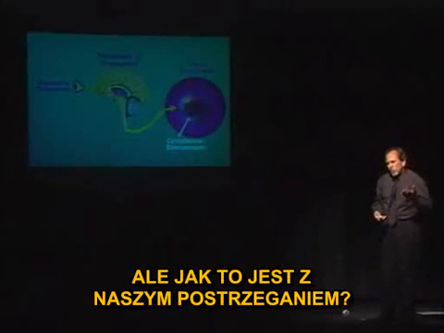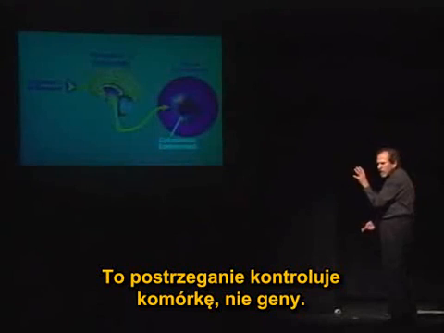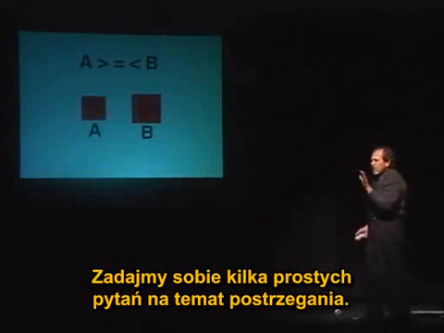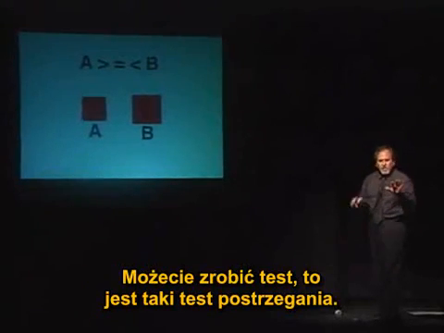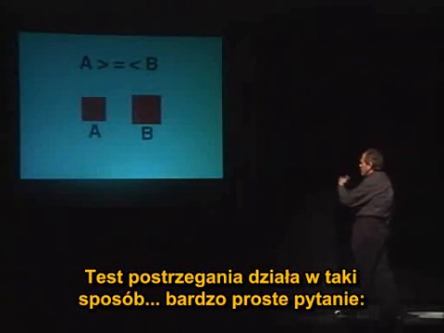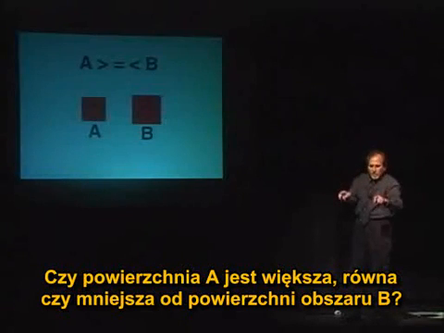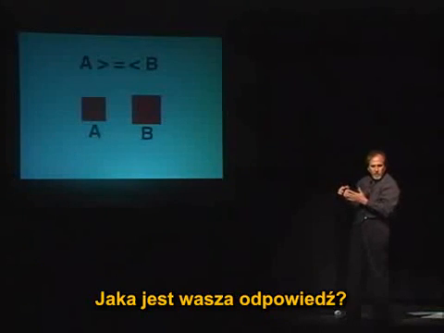But the issue deals with what about our perceptions? Because perception is controlling the cell, not the genes. Well, let's ask some simple questions about perceptions. So you can take a test here, because it's a perception test. And the perception test works like this. Very simple question. Is A, the surface area of A, greater than, equal to, or less than the surface area of B? What's your answer?